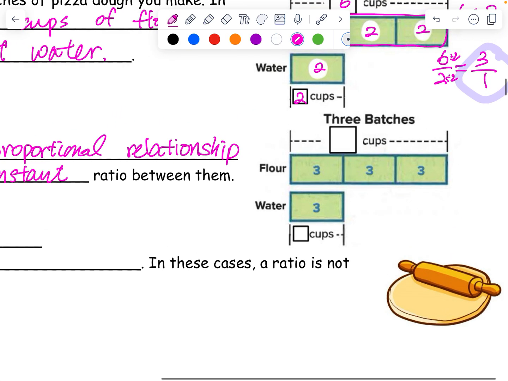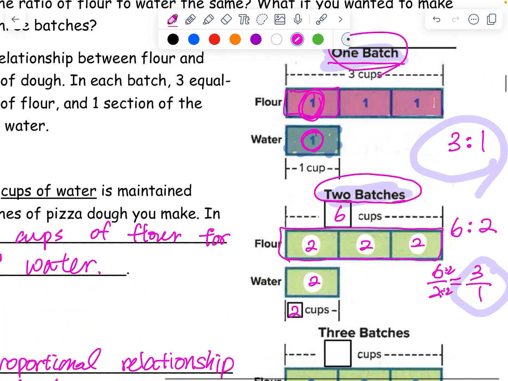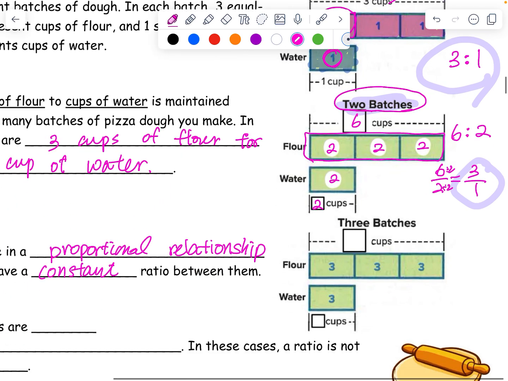Okay, let's look at the 3 batches. For 3 batches, for every pink box, instead of representing 1 cup, it's going to represent 3 cups.